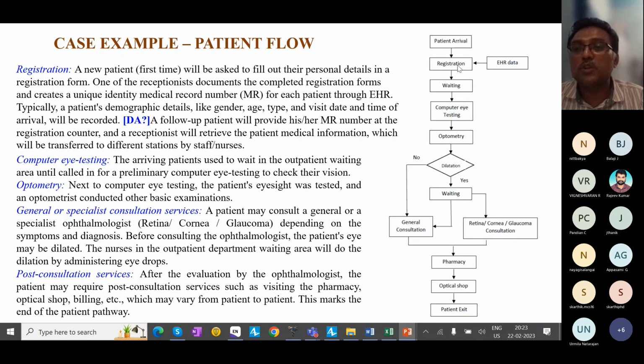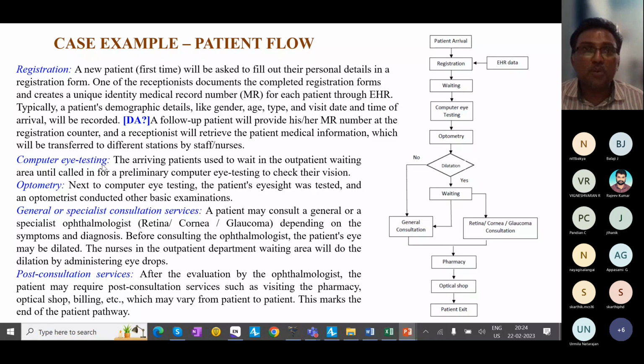So what is the patient arrival? They do registration. And if it is a new patient, I have given a description. If it is a new patient, they have to give all the details. And then the receptionist will provide a medical record number. Usually they keep the patient's demographic details like age, which place they are coming from, and visit date, everything recorded. So here there is a lot of scope for using data analytics, because we have EHR. And for a follow-up patient, they just have to give their MR number. So all the details will be fetched by the receptionist from the old record.